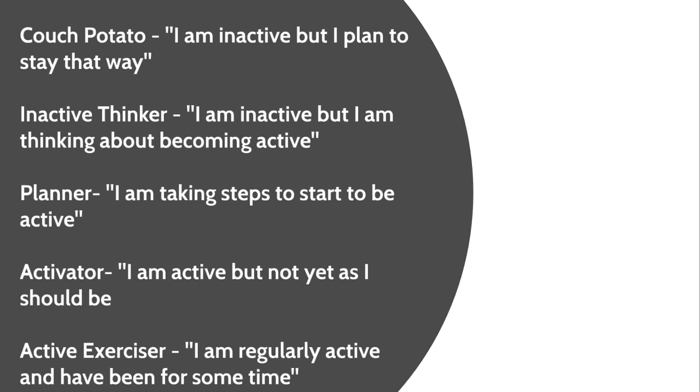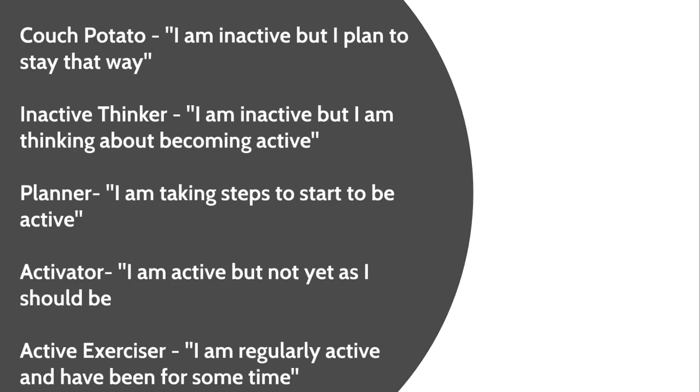In an ideal world, all people would be active exercisers, but sometimes people move slowly from one stage to the next. For example, a couch potato might read about the importance of physical activity and start to think about being active, but take no action. A person like this would move from being a couch potato to being an inactive thinker. An inactive thinker does little physical activity, but is thinking about becoming active.